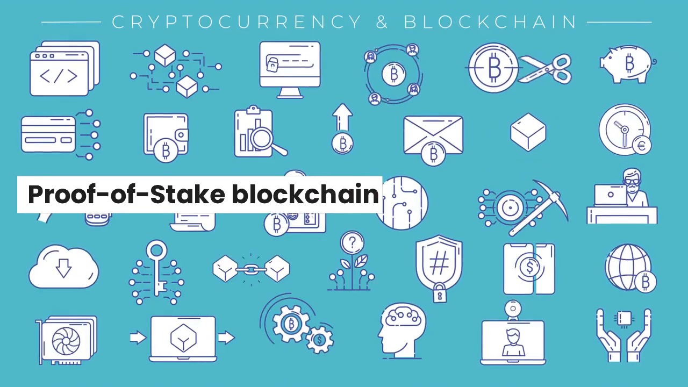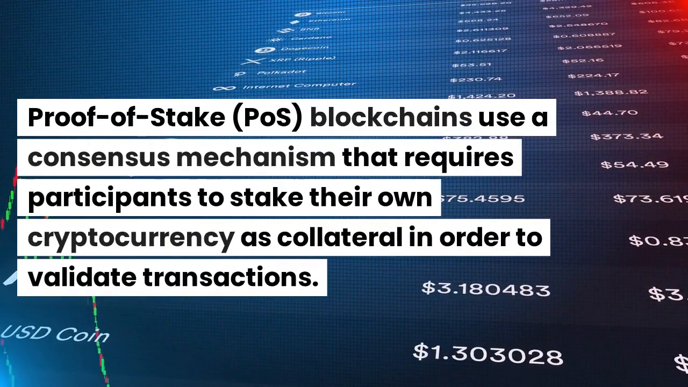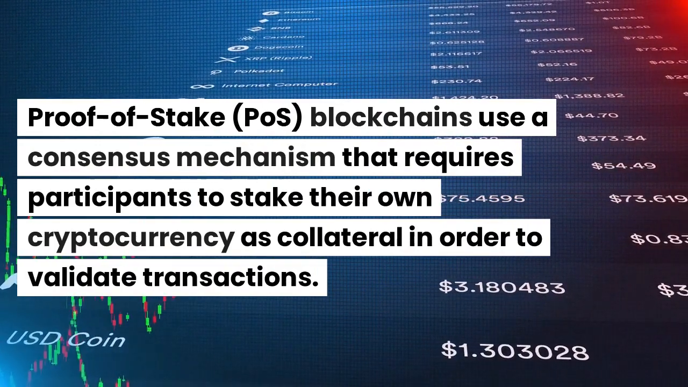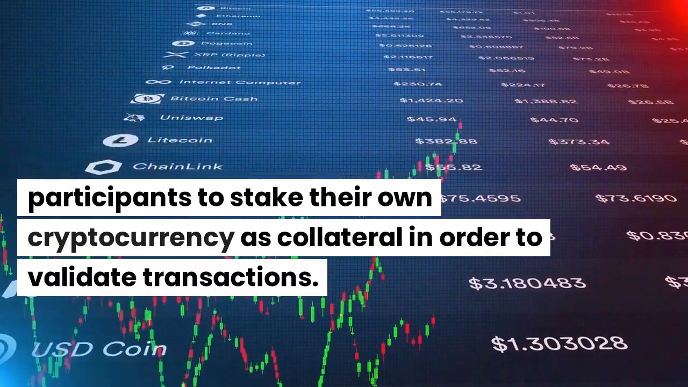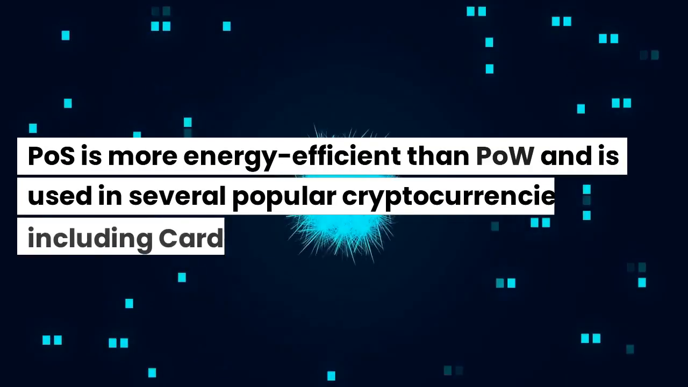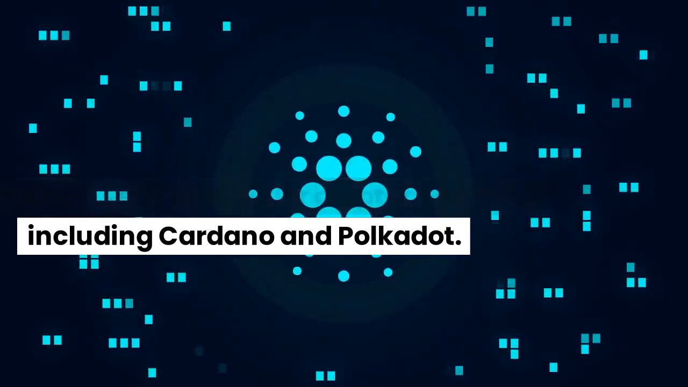Proof of stake blockchain. Proof of stake (POS) blockchains use a consensus mechanism that requires participants to stake their own cryptocurrency as collateral in order to validate transactions. POS is more energy efficient than POW and is used in several popular cryptocurrencies, including Cardano and Polkadot.